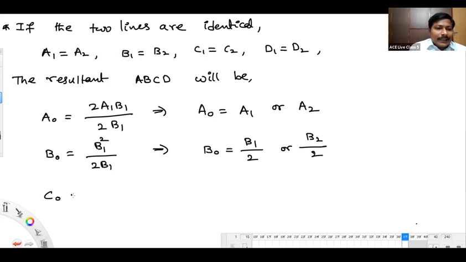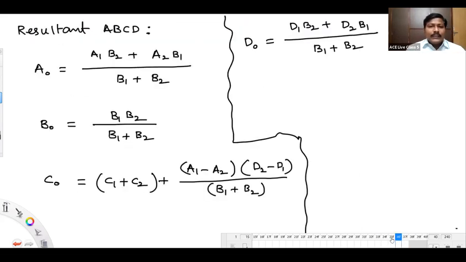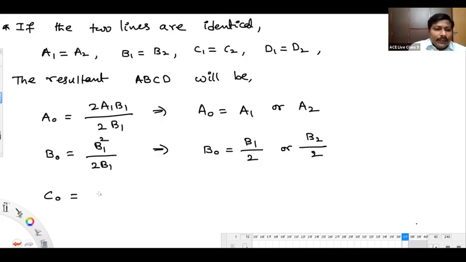Next, what is C0? Tell me, C0. C1 plus C1, so it will be 2C1 and this will be 0. A1 minus A1 is 0, D2 minus D1 is also 0. So you get 2C1, or you can say 2C2. No issue. C0 will be either 2C1 or 2C2.